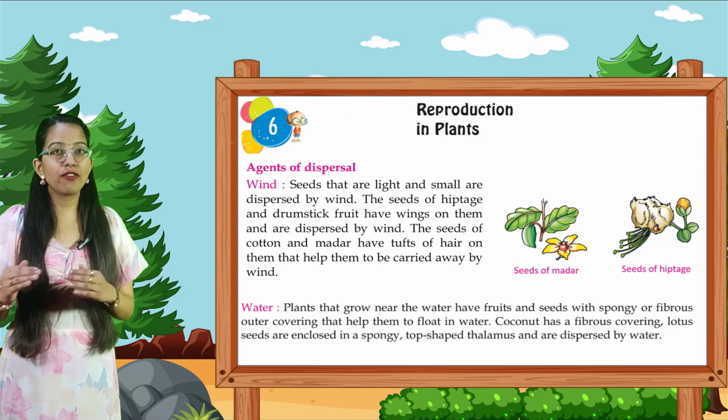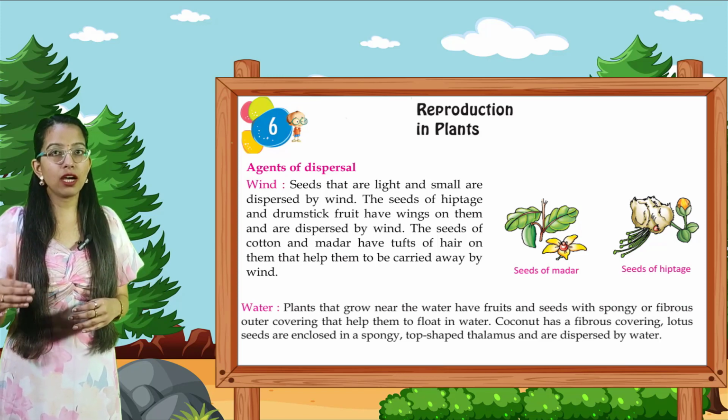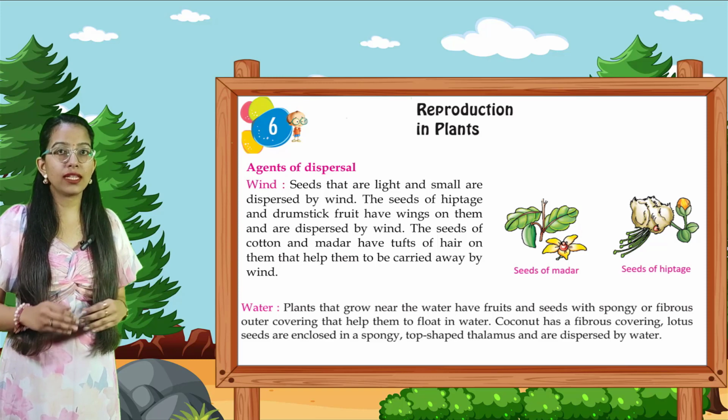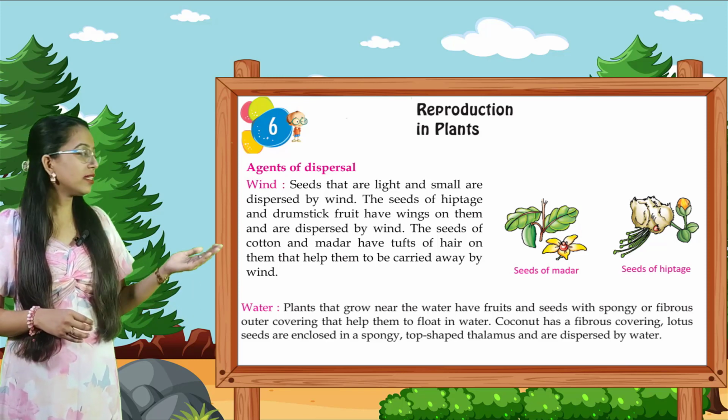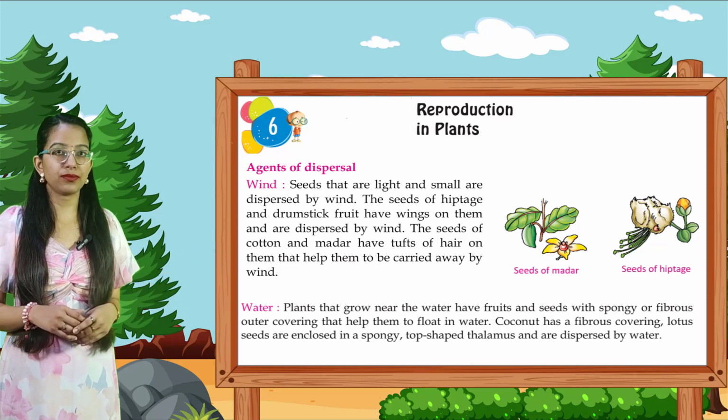The seeds of cotton and madar have tufts of hair on them that help them to be carried away by wind. Look at the diagram, students.